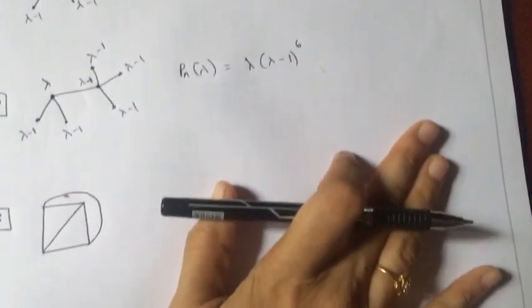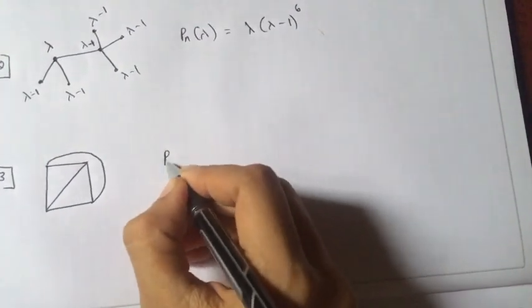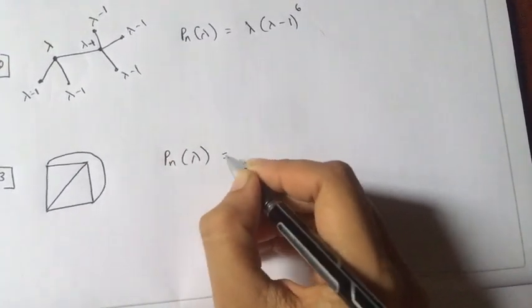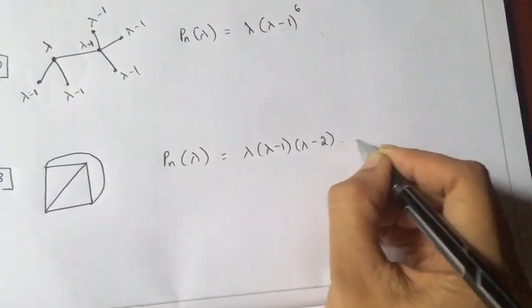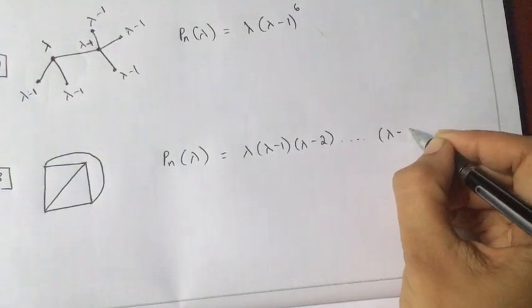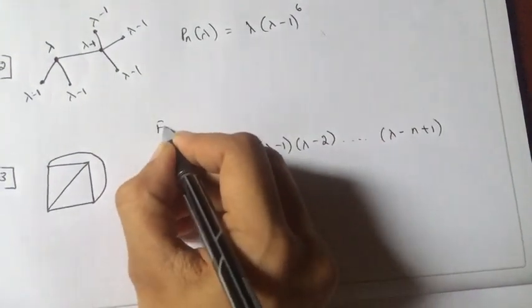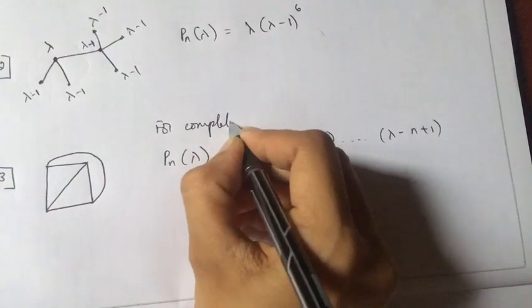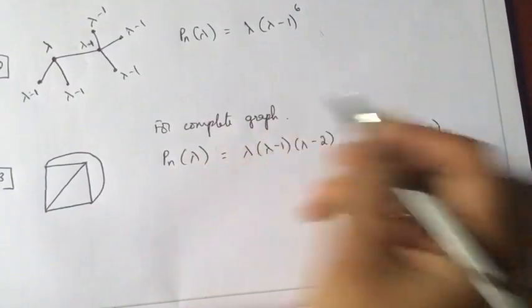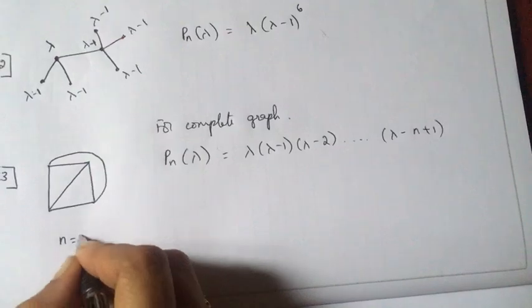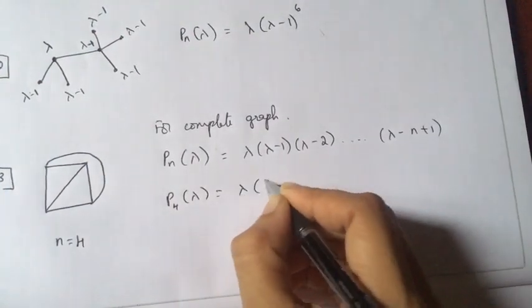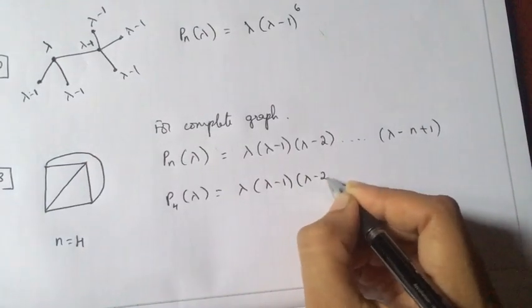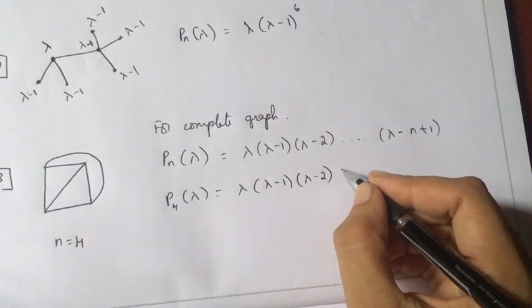Okay. Now for this graph, a complete graph on 4 vertices. For a complete graph, Pn of lambda is lambda into lambda minus 1 into lambda minus 2, up to lambda minus n plus 1. This is for a complete graph. We have the standard formula. Here in this case, n is 4. So P4 of lambda is lambda into lambda minus 1, lambda minus 2, lambda minus 3.